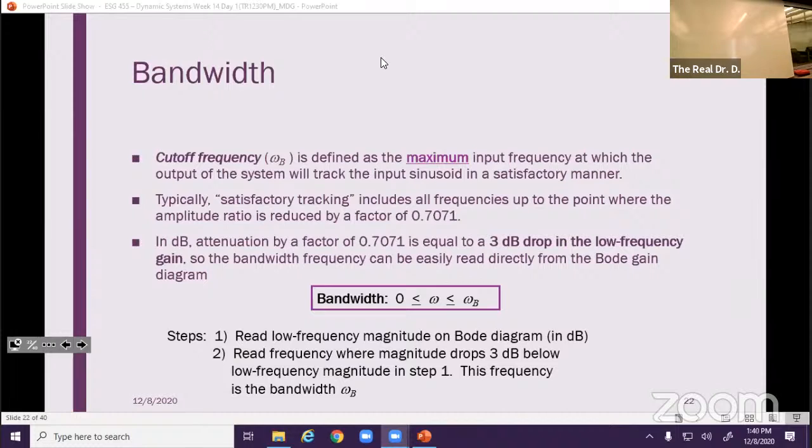So bandwidth is all about, I don't want to lose too much signal, okay? I have a certain amount of signal tracking that I need, right? So let's go back to our low pass filter, right? I want to make sure that I'm okay with losing 3 dB, right? I can lose 30% of my signal and still track my input fairly well, okay?